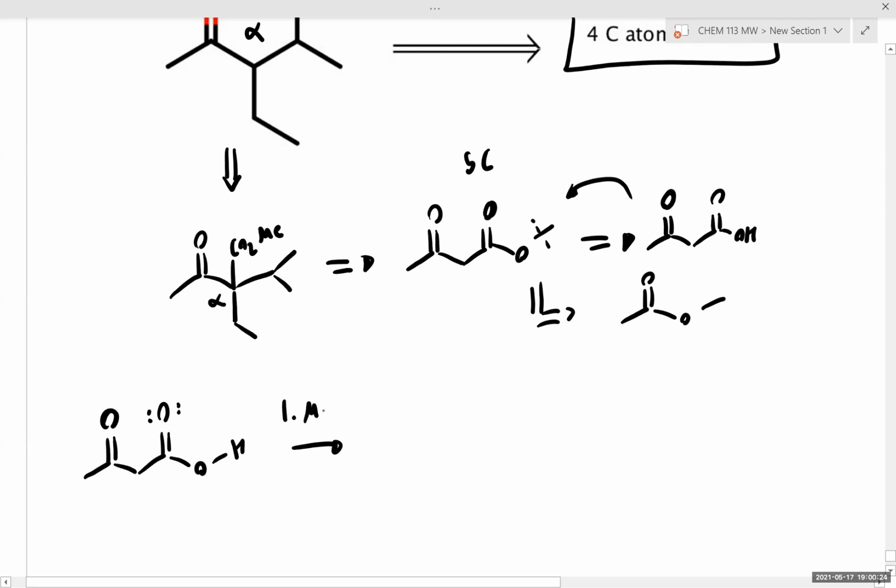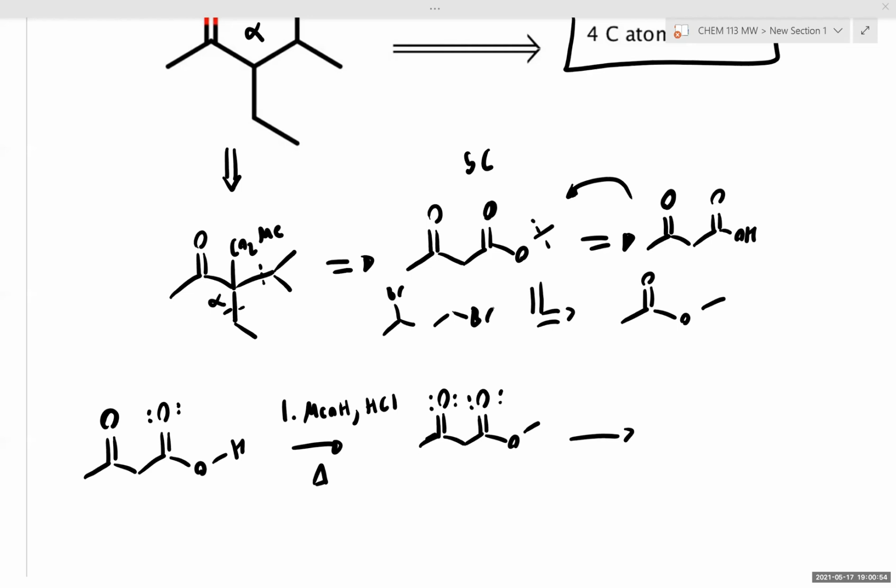Yeah, you can do a Fischer esterification with methanol and hydrochloric acid. Okay, perfect. So we get our desired methyl ester. Okay, so what about the alkylation conditions? So we've tried to break these bonds off and we trace it back to these alkyl halides. So how do we alkylate a beta ketoester? What conditions would we need to use?